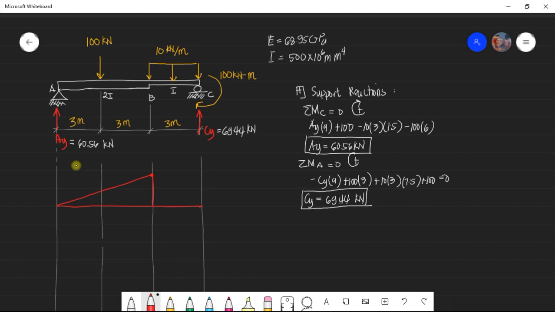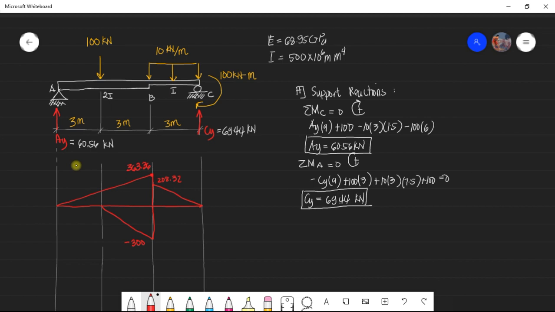363.36. And then, dito sa 100, 100 times 3. Okay, 300. Dito na kailangan i-calculate naman siguro yun. Okay, so negative 300. Then dito, 69.44 times 3. So, 208.32.